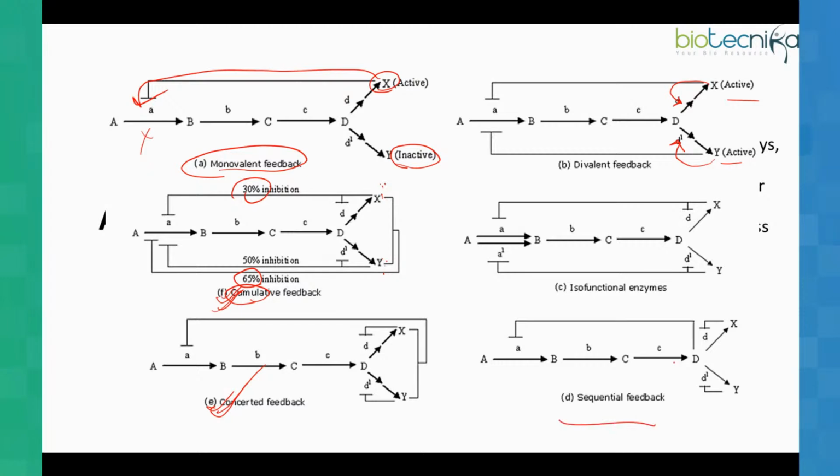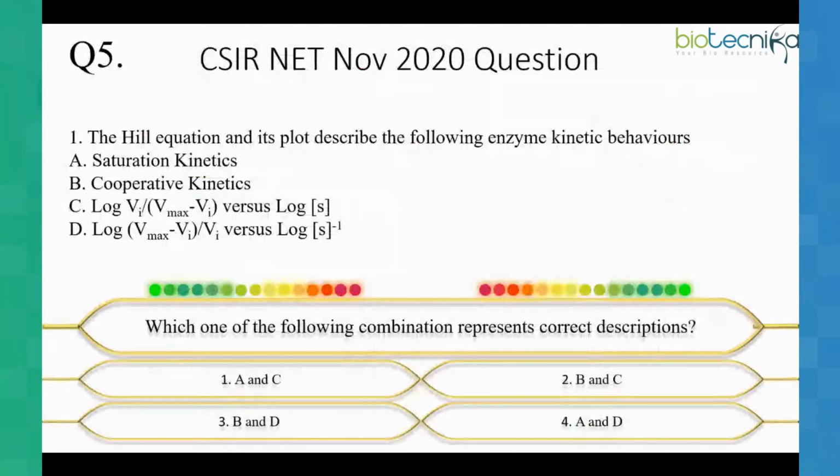Then sequential feedback is there. First these all will be inhibited, then D will go and inhibit its own synthesis. Okay, so these kinds of things. And isofunctional means at the same time they can inhibit both types of enzymes. Okay, they don't need to be together. Independently they can inhibit this enzyme and the previous enzyme also. So you should know these things as well.